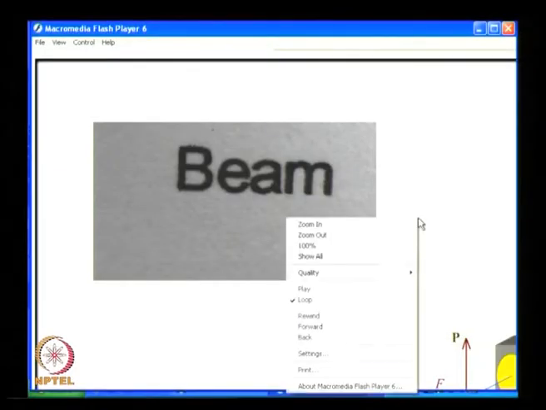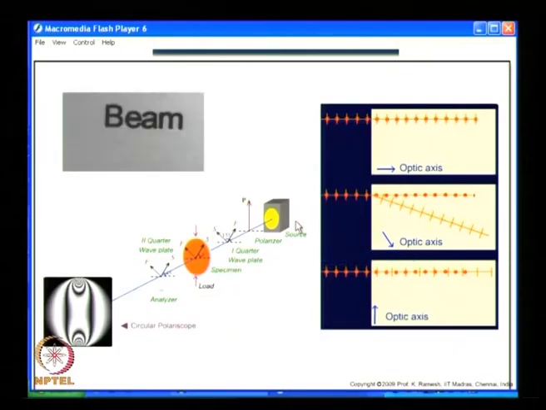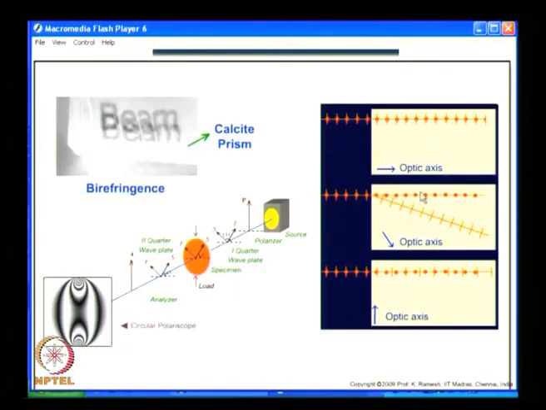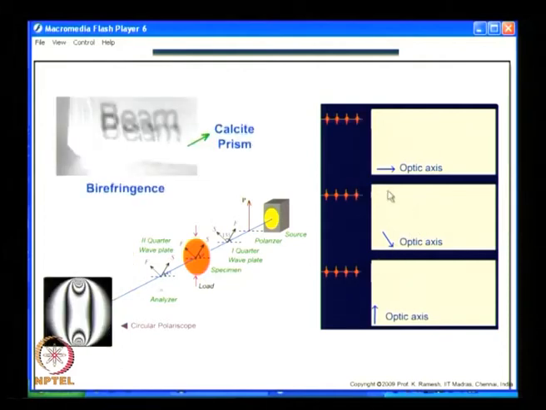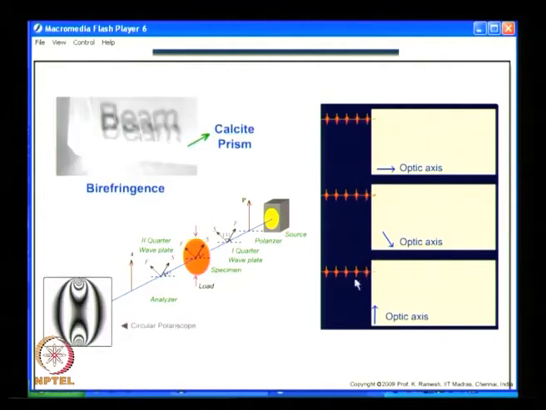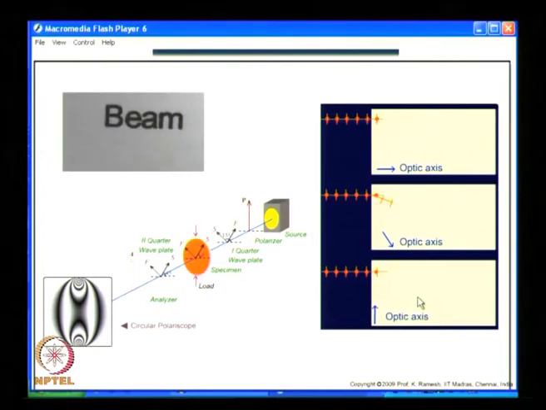And what you have here is a full slide that shows something which is very important. I have a light impinging on a crystal for different orientations of the optic axis. How does this light behave? It is very, very important. If you understand this slide, the whole of photoelasticity is understood.